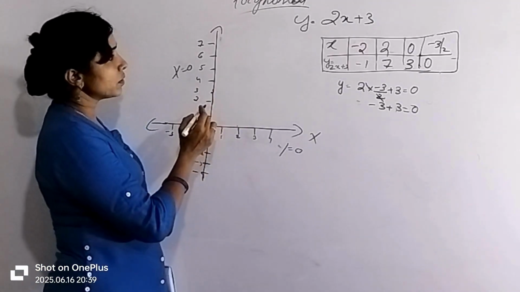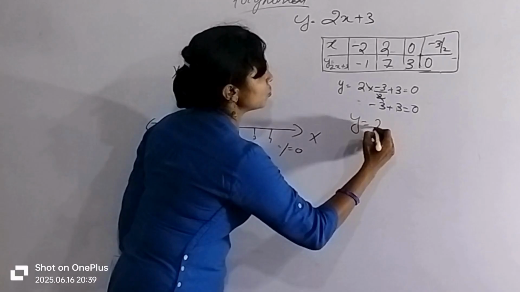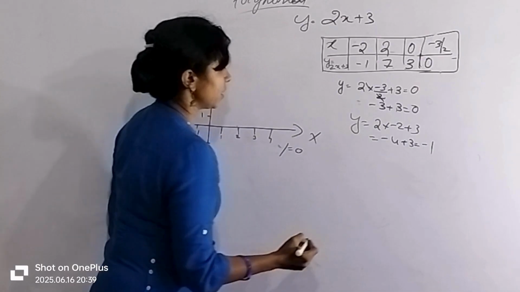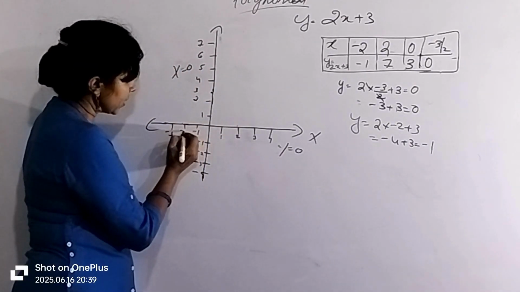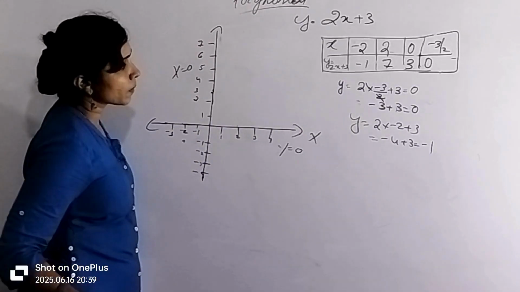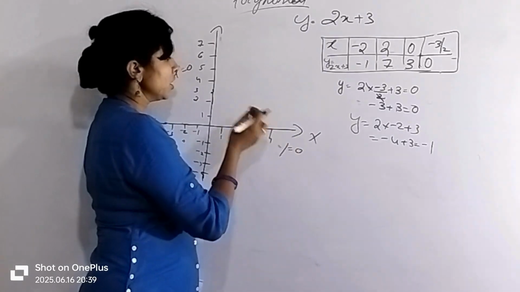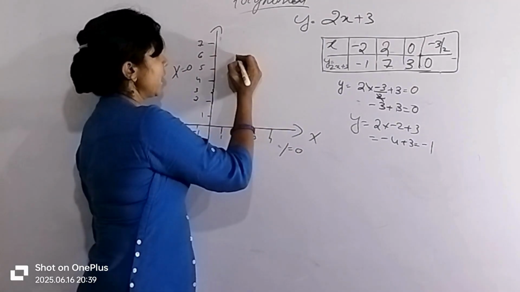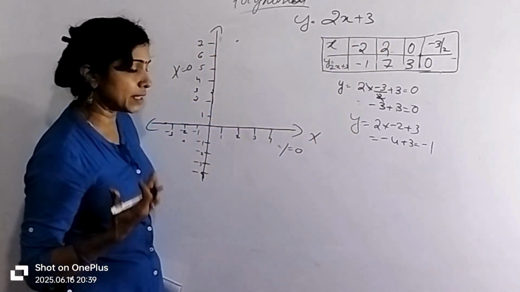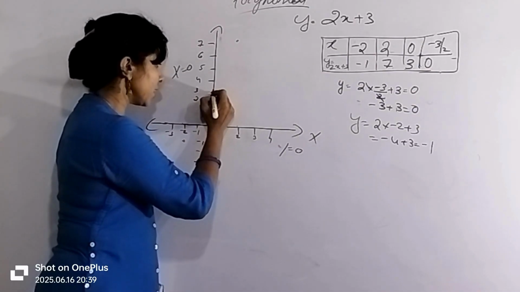Here when x is minus 2, what will be my y value? Y is equal to 2 into minus 2 plus 3, that is minus 4 plus 3 is equal to minus 1. Okay, so I'm just plotting here minus 2, and when x is minus 2, my value becomes minus 1 here. When x is 2, that means 2 into 2, 4, 4 plus 3, 7. So the value will be 7. I'll plot here x is equal to 2. Okay. So when x is equal to 0, 2 into 0 plus 3, the value will be 3. So I'm plotting 3 here.